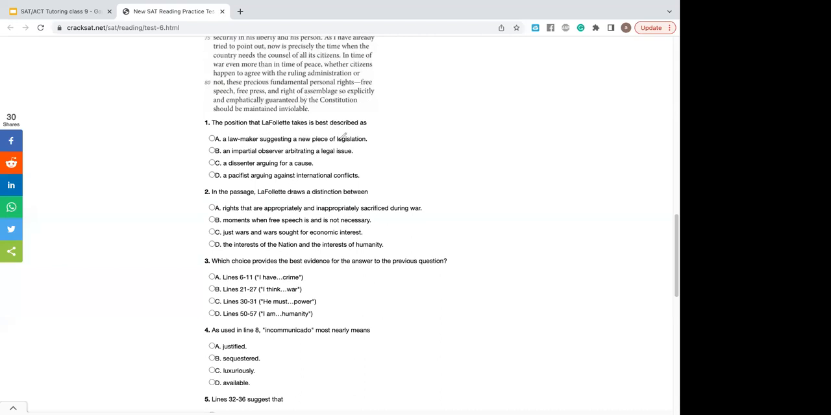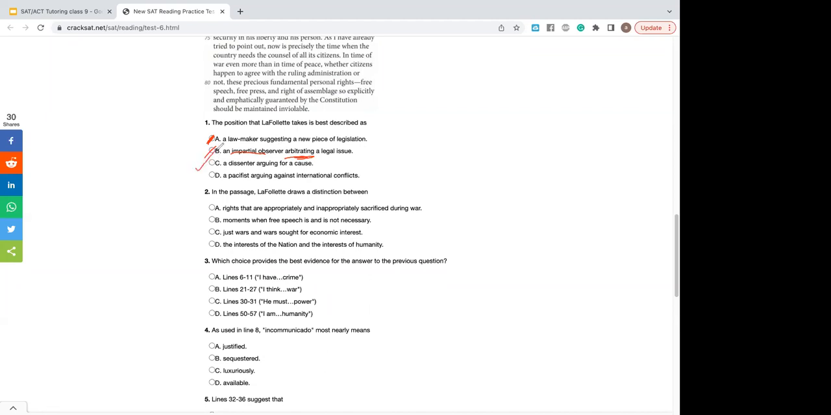So the position that Lafayette takes is best described as, okay, so 1 and 2, best described as a lawmaker suggesting a piece of legislation. No, he's arguing against a cause. I mean, he's arguing against the war and saying we should still have rights. So that's not it. An impartial observer arbitrating legal issues. He's not impartial. He's like, just let us free speak. And he's not arbitrating anything. So it's not B.